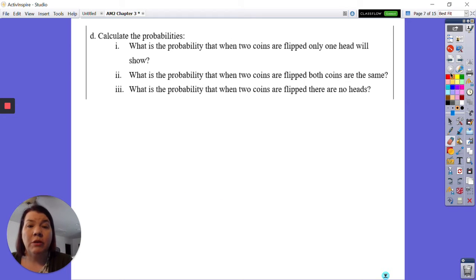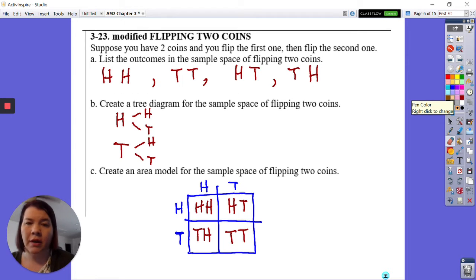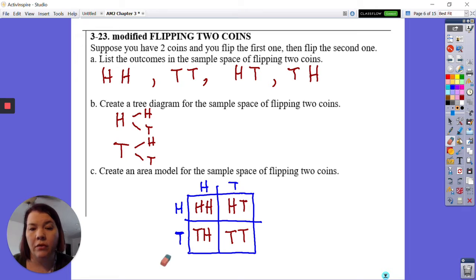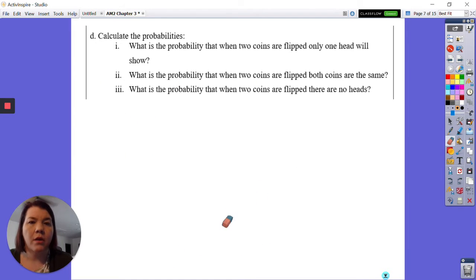What is the probability that when two coins are flipped, only one head will show up? So exactly one head, not at least one head. There's a difference. So if we look at our choices, which are all unfortunately on this page, so we kind of have to go back and forth, and you're lucky because it's all on your notes. Only having one head, that happened twice. Here and here, there were four choices, and that happened twice.